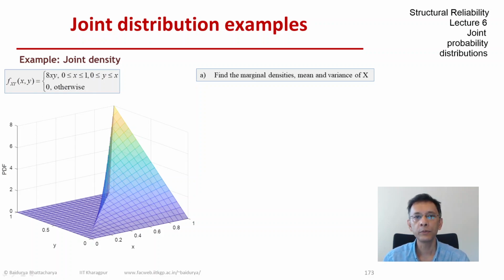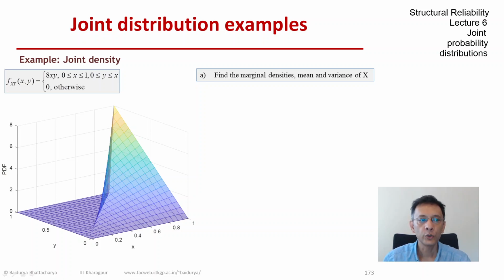Let's solve some examples involving joint distributions. The first one is a bivariate distribution x and y, and part A wants us to find the marginal density of x and the mean and variance of x.